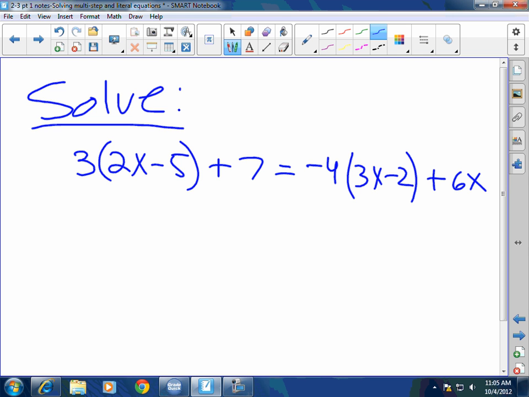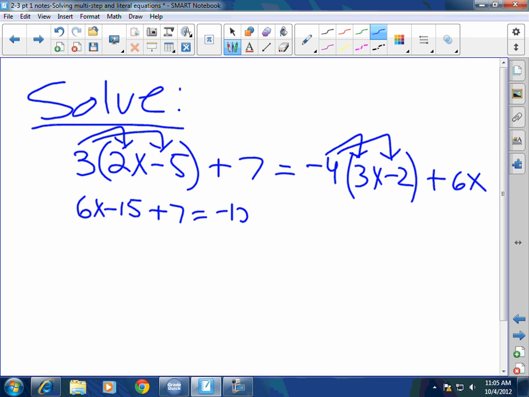What is the first step of a multi-step equation? Yes, sir. Distributive property first. Very good. So that means I'm going to distribute the 3, so I get 6x minus 15 plus 7 equals, distribute negative 4, negative 12x plus 8 plus 6x. Does everyone see what I mean by complete all distributive property first?